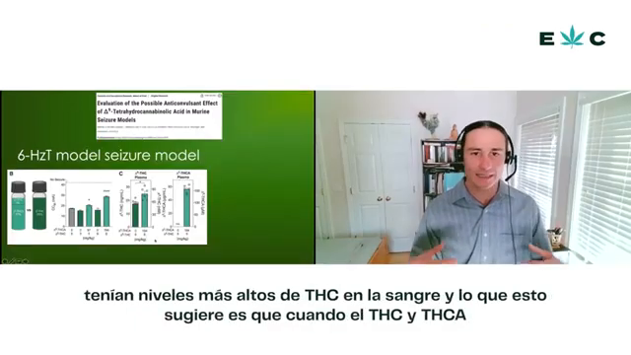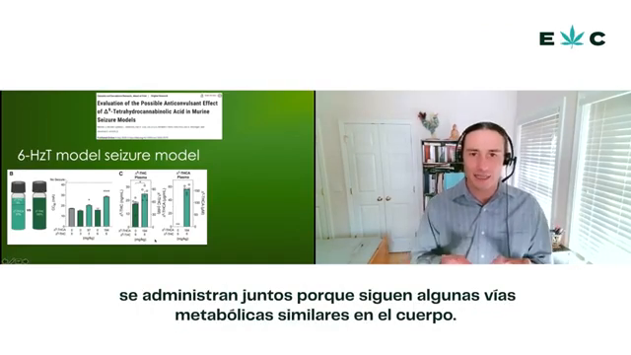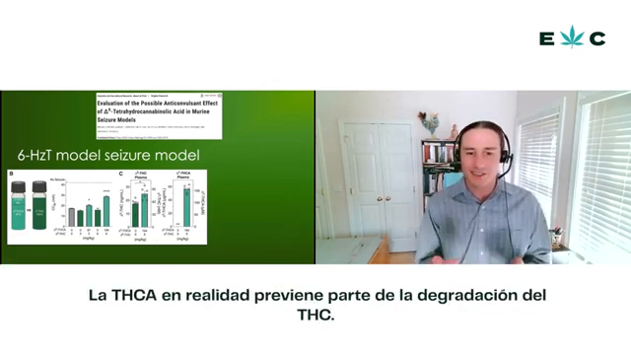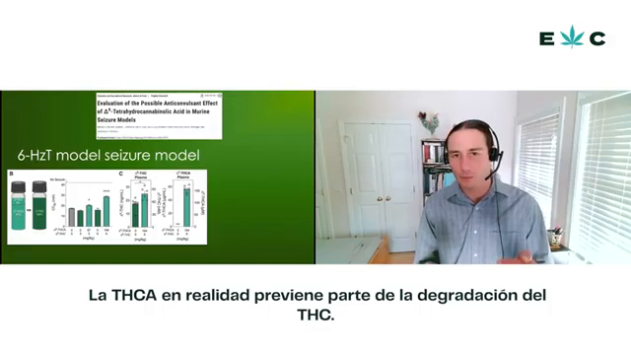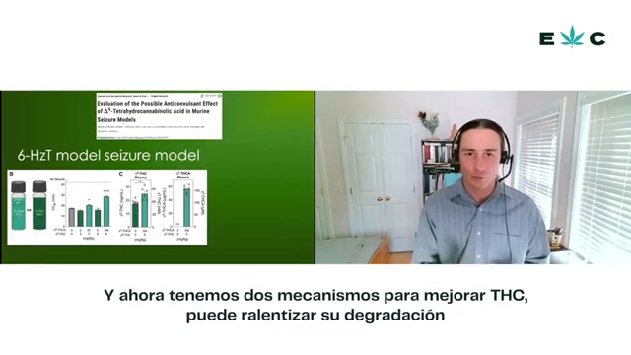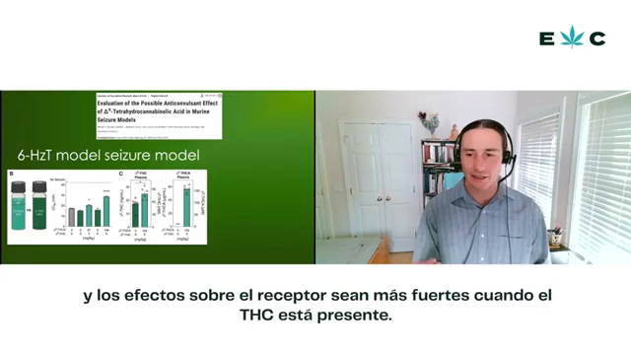What this suggests is that when THC and THCA are administered together, because they follow some similar metabolic pathways in the body, the THCA is actually preventing some of the breakdown of THC. So now we have 2 mechanisms for how THCA can enhance THC. It can slow its breakdown, and it can act as that positive allosteric modulator, which could make the effects on the receptors stronger when THC is present.